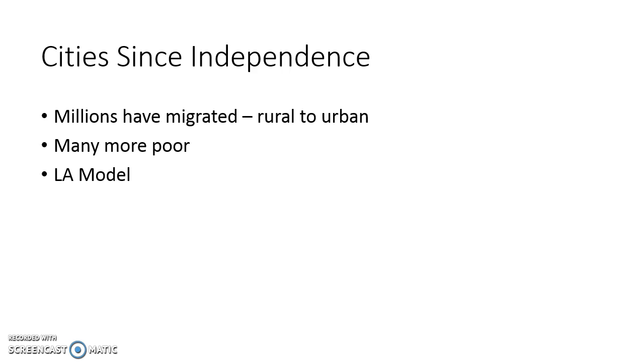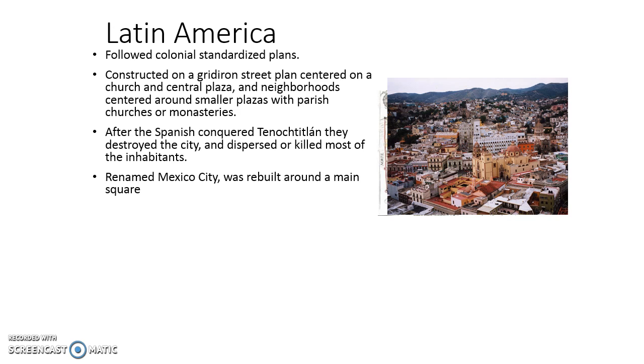Now, since independence, millions of people have migrated to the cities in Latin America, Africa, and Asia. It's caused this significant rural to urban migration pattern. And so you have many more poor people living in the cities. Let's take a look at this Latin American settlement pattern. Typically, the cities in Africa and Asia and Latin America have been significantly affected by their colonial power.